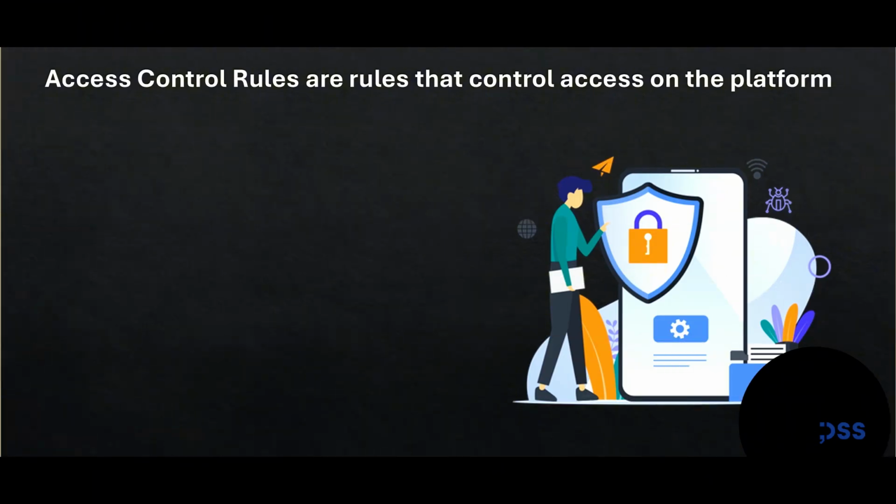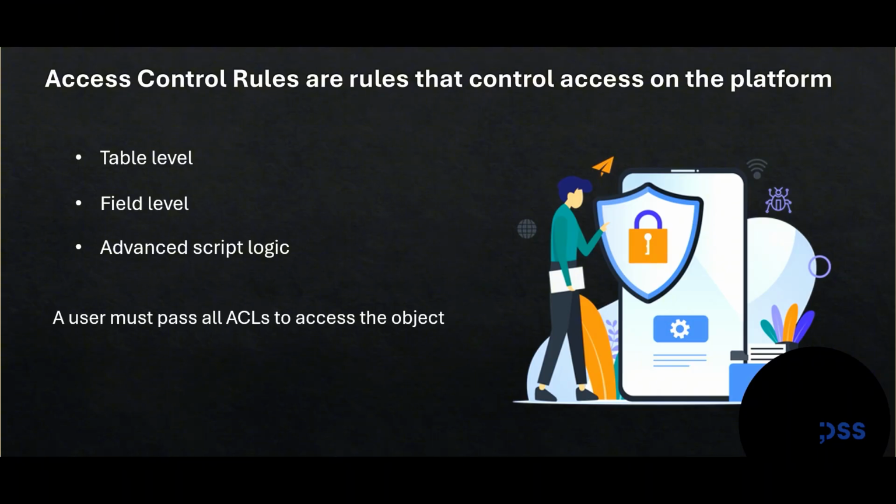ACLs are rules that control access on the platform. We have several options to give permission for access. The first one is to the table, the second one is to the field, and the third one is advanced script logic, which should return true or false for access. A user must pass all ACLs to access the object.